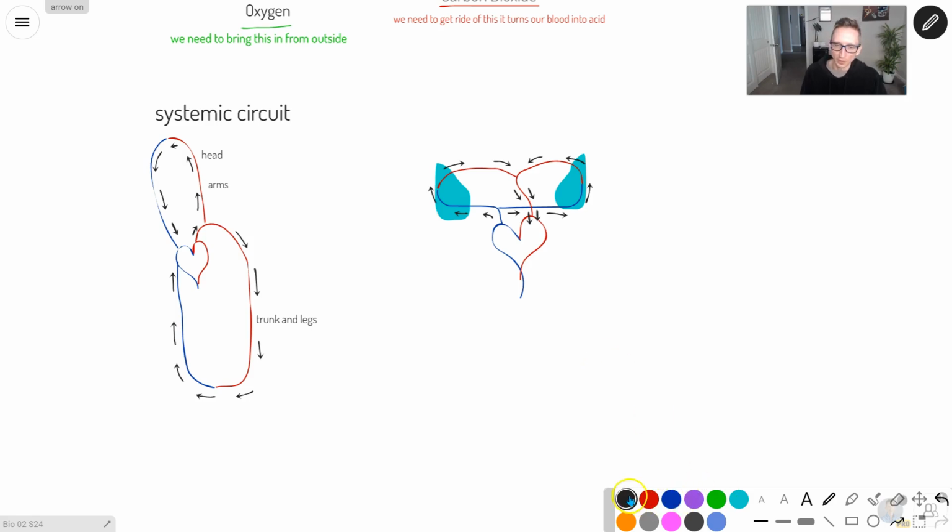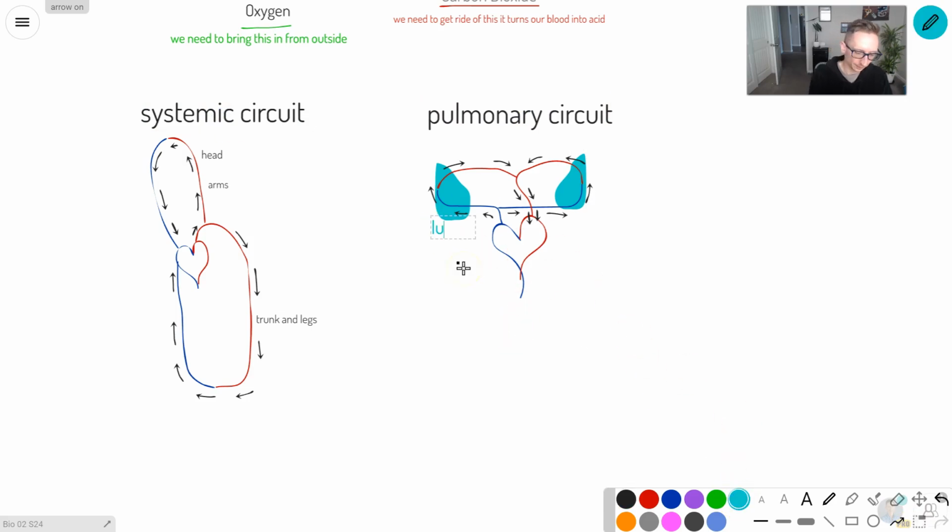This is our pulmonary circuit. Pulmonary circuit goes to our lungs. Anytime you see the word pulmonary, that means lungs. So this would be a lung, a lung. Okay, pretty interesting. Those are our two circuits.